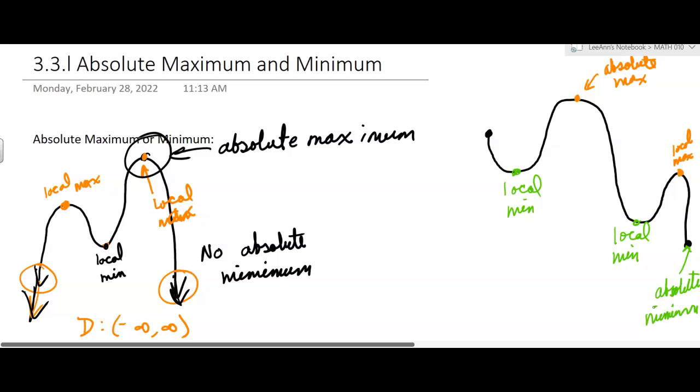So if your interval is closed, meaning it doesn't go from negative infinity to infinity, you have to consider the end points. Is the absolute max at an end point, or is the absolute minimum at an end point? You remember we're looking for output. So how high does it go? How low does it go?